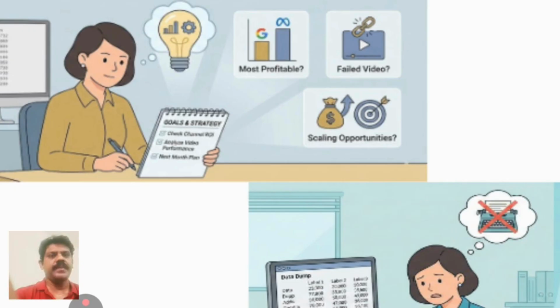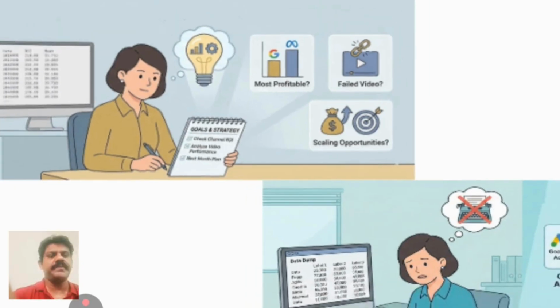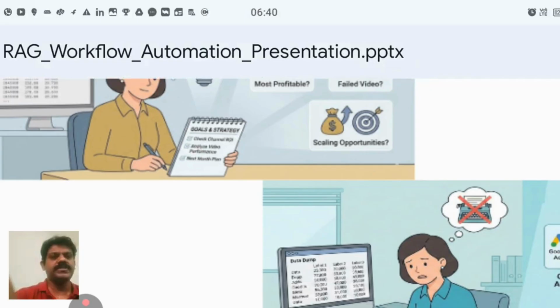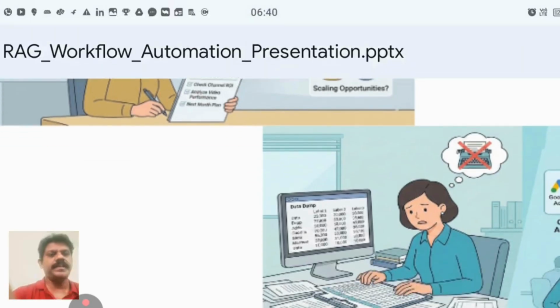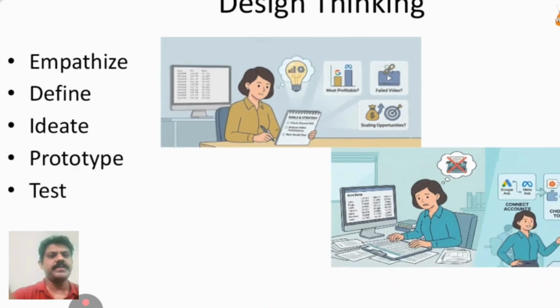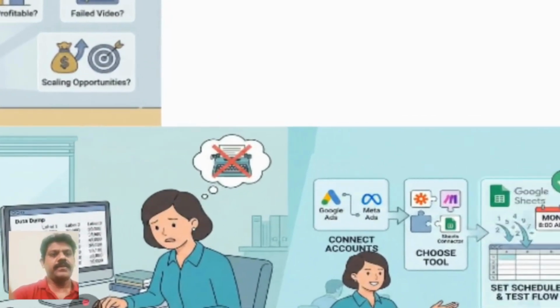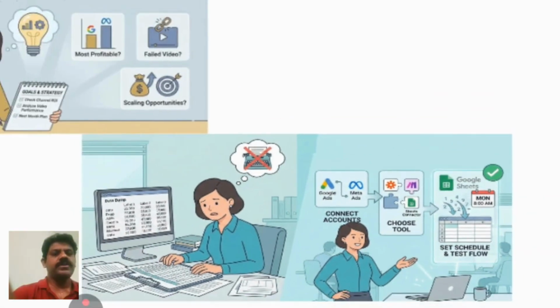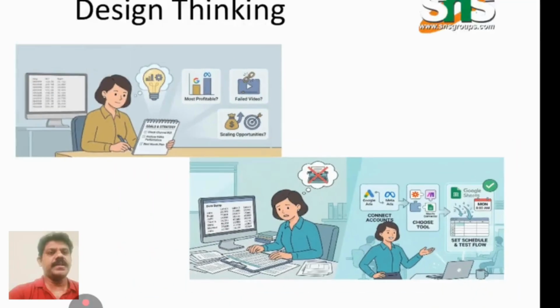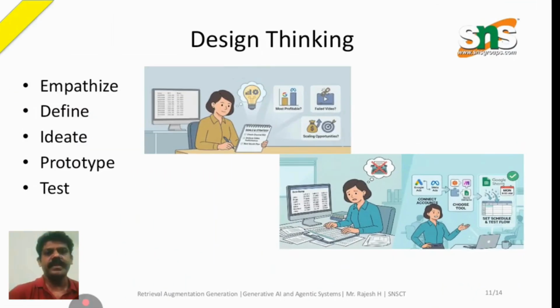So one way, the most he has to analyze is which is more profitable, like failed things and scaling opportunities. Then after this kind of definition and ideation stage, he or she has to go with the proper design thinking approach, where you can see that they have to apply the connection between the various accounts and choose the right tools to do that. And finally the scheduling and test flow. So here the manual task is being computerized with all the design thinking approach, from the empathization to the prototype testing.